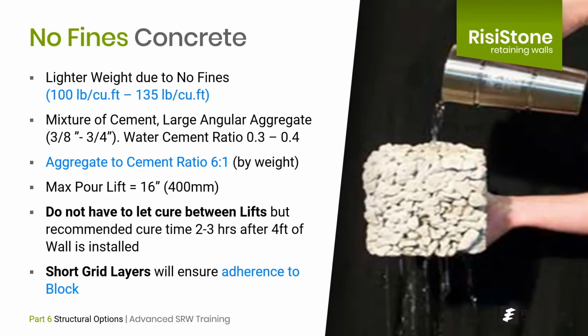The unit weight of no-fines concrete is substantially lighter than regular concrete due to the lack of fines and the presence of voids, estimated to be around 100 to 135 pounds per cubic foot. The aggregate size is between 3/8 of an inch and 3/4 of an inch, with a water-cement ratio of 6:1 by weight. Because it is still a wet concrete mix, the maximum lift thickness should be limited to 16 inches, and it is recommended that the system be left to cure after each 4-foot segment of wall is constructed.